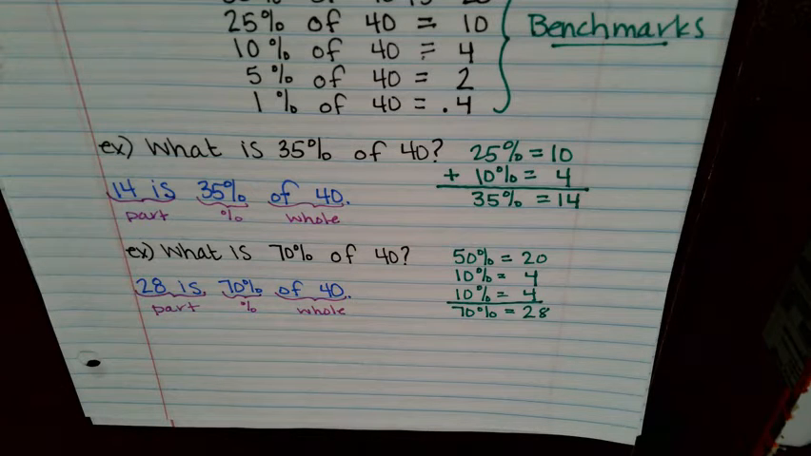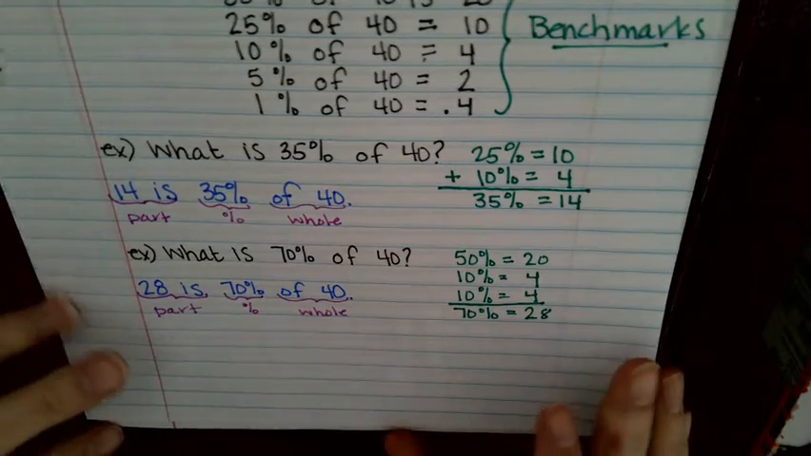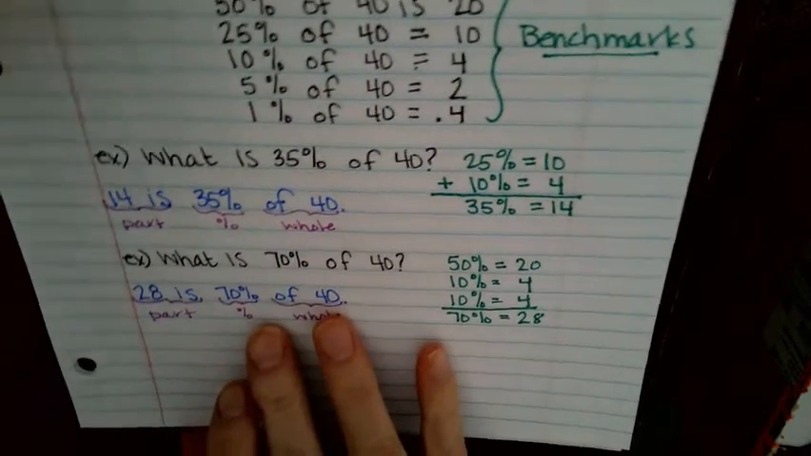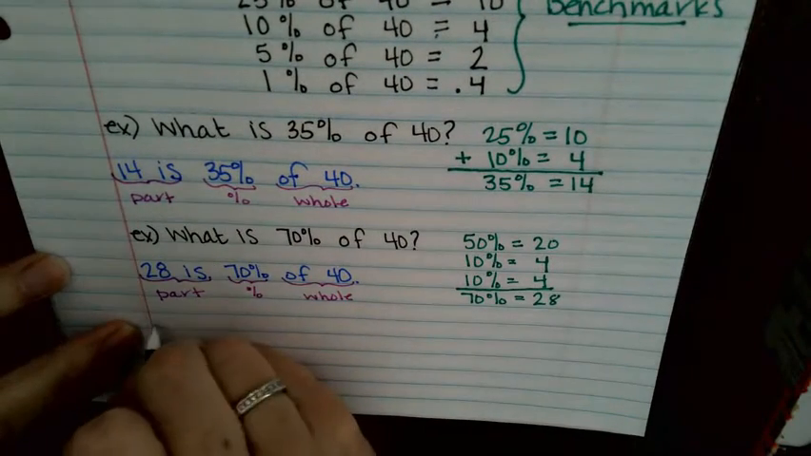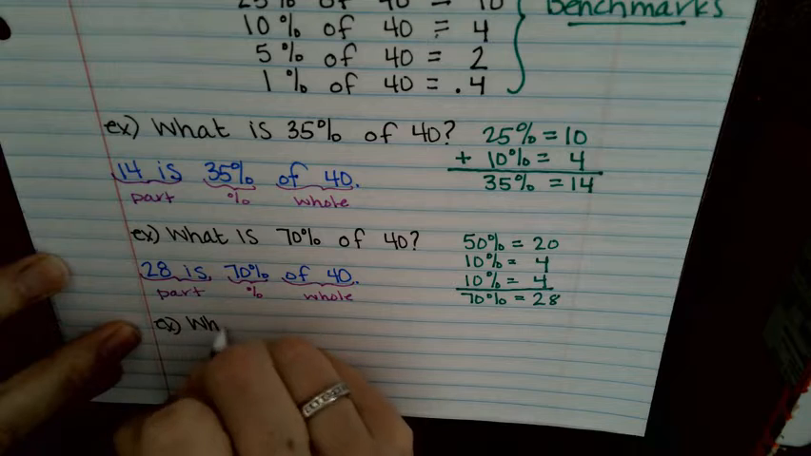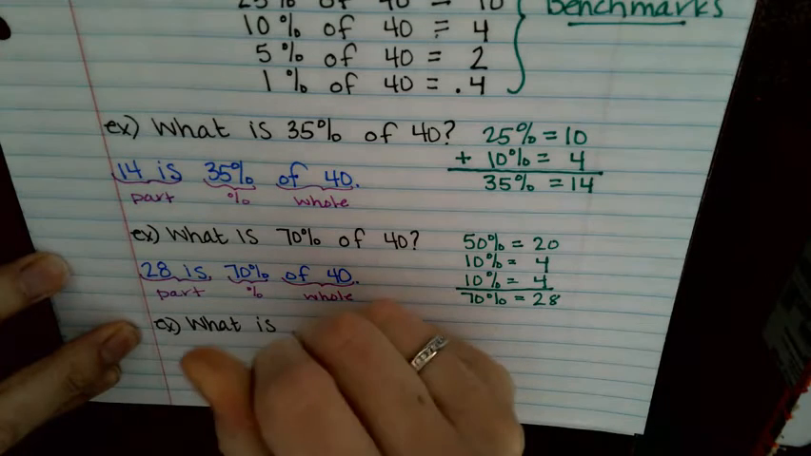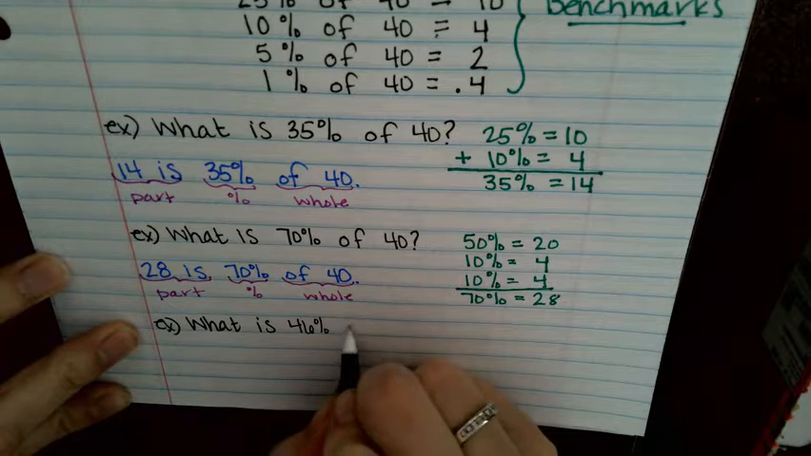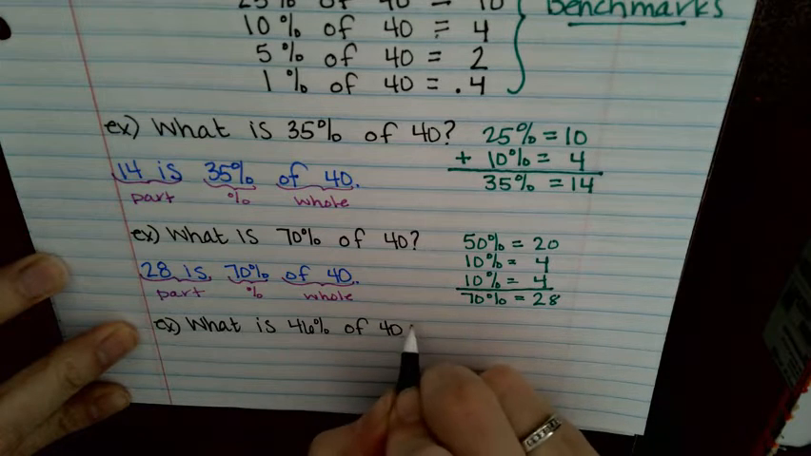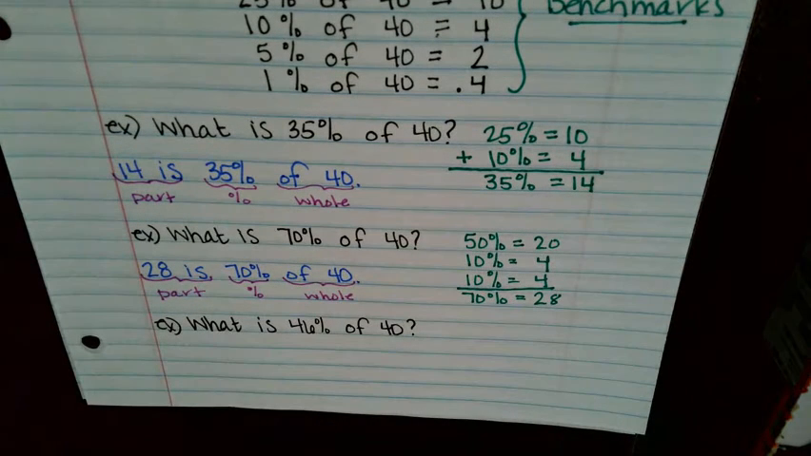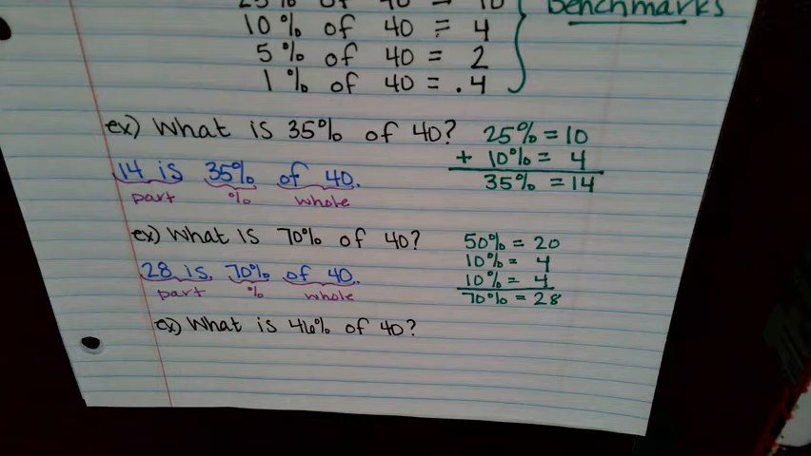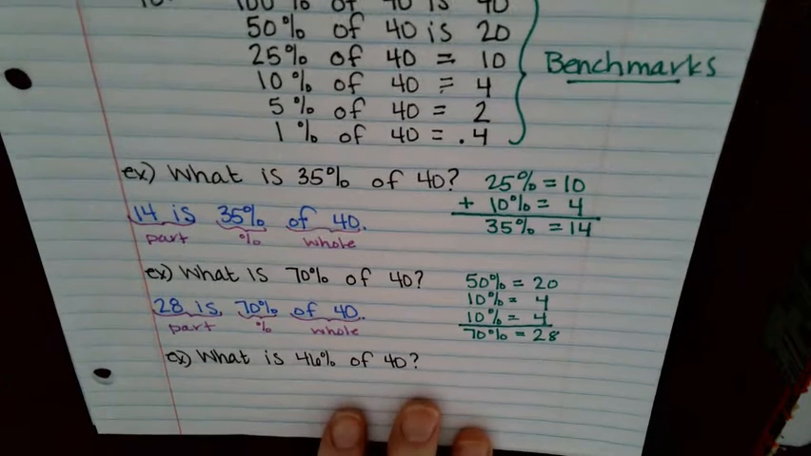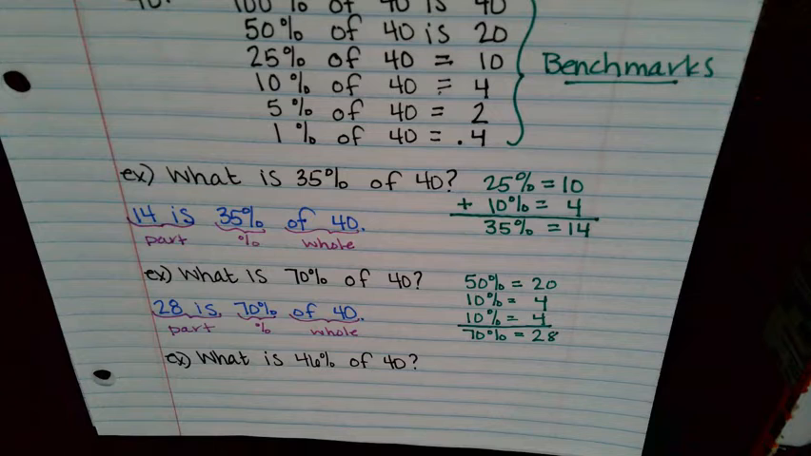Let's do one more. I'm going to try to sneak this one in. Let's do a little bit harder one here. Let's do what is, how about 46% of 40? So maybe you're thinking in your head that 46 is really close to 50%. So my number should be really close to 50%, which was 20, but maybe just a little bit less.